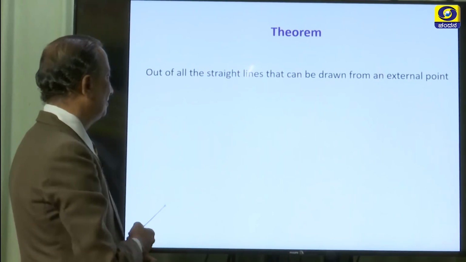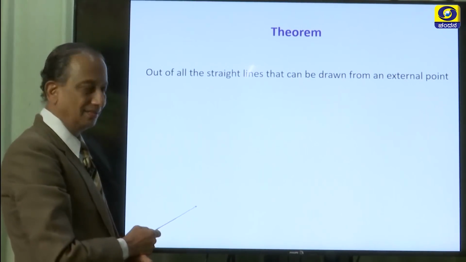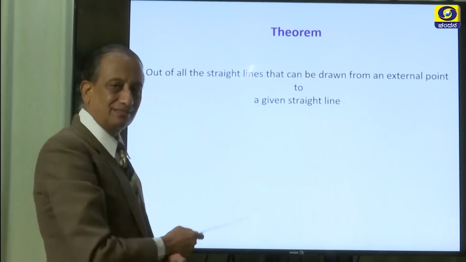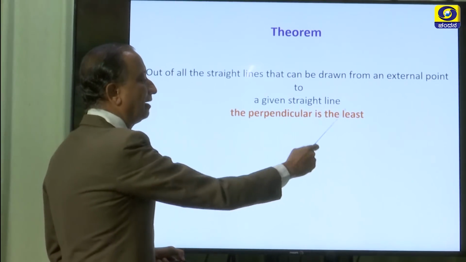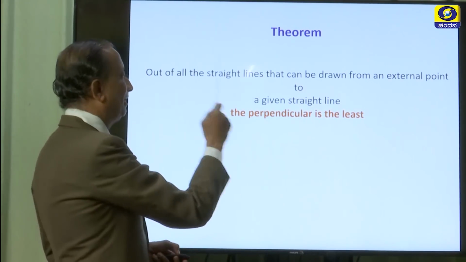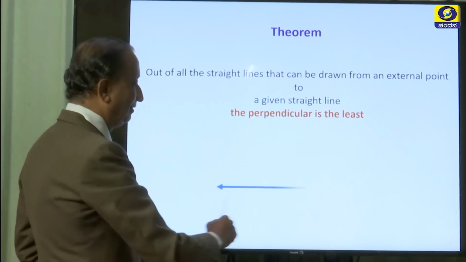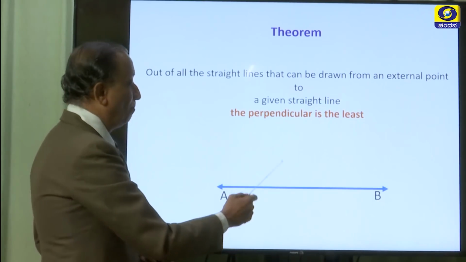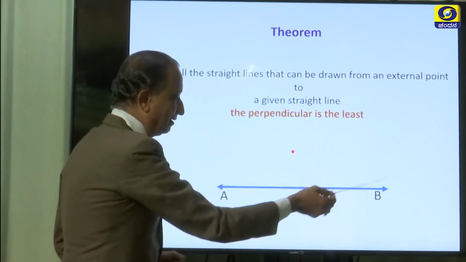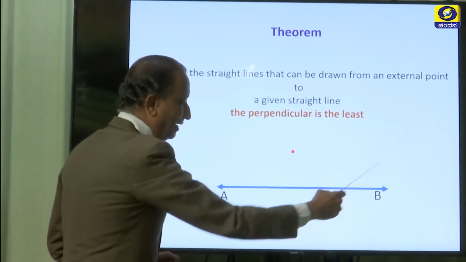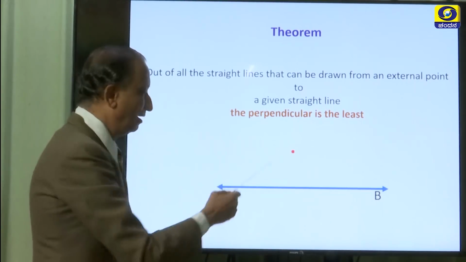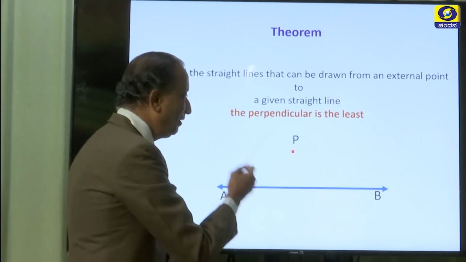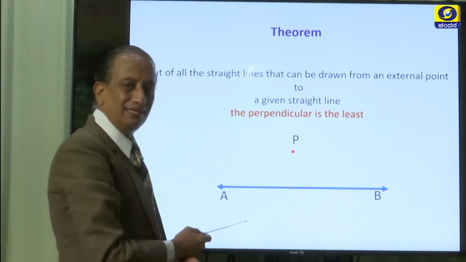The statement is this: out of all the straight lines that can be drawn from an external point to a given straight line, the perpendicular is the least. Okay, this is the statement. So you draw a straight line like this, call it AB. Now mark an external point anywhere, very close to this, or left or right or even below, anywhere you want. You can just name it as the point P. So P is the external point and AB is the straight line.